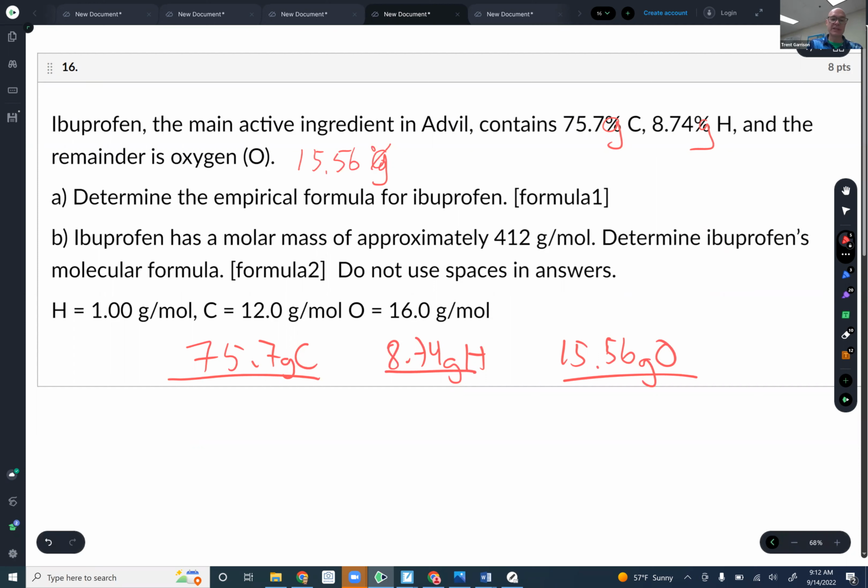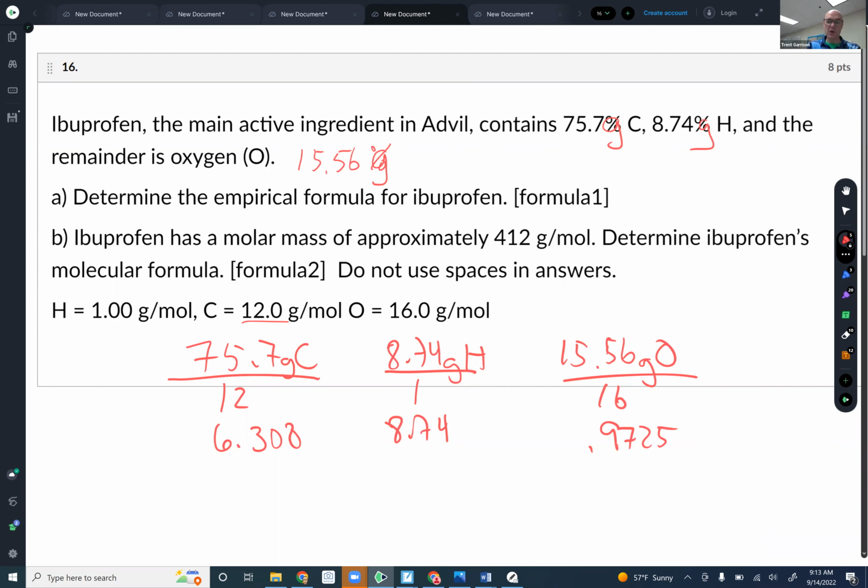Next step, divide each one of these by their weights off the periodic table. I gave you the weights, so you didn't have to click off the test. 75.7 divided by 12 is 6.308, 8.74 divided by 1 is 8.74, and 15.56 divided by 16 is 0.9725. None of those are whole numbers.